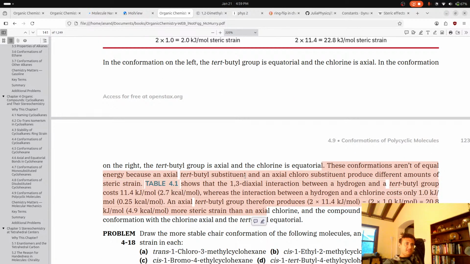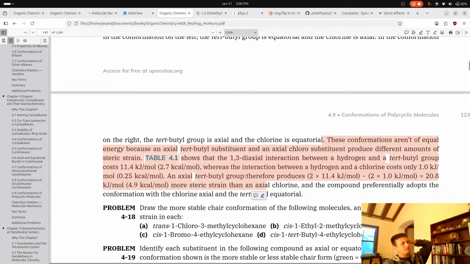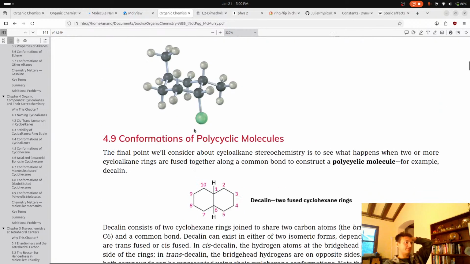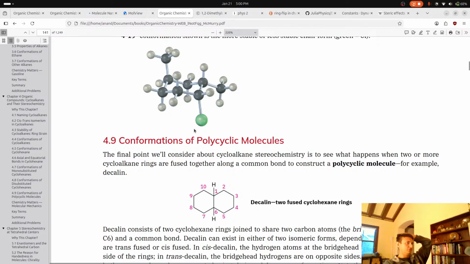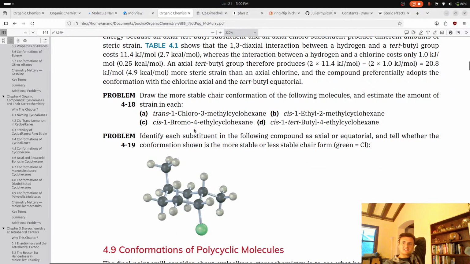These conformations aren't of equal energy because an axial tert-butyl substituent and an axial chloro substituent produce different amounts of steric strain. Yeah, the table shows the amount. Okay, that's just walking through it. Ooh, polycyclic. All right, that'll be the last section. I'm probably just going to read it. All right, let's do 418 though.